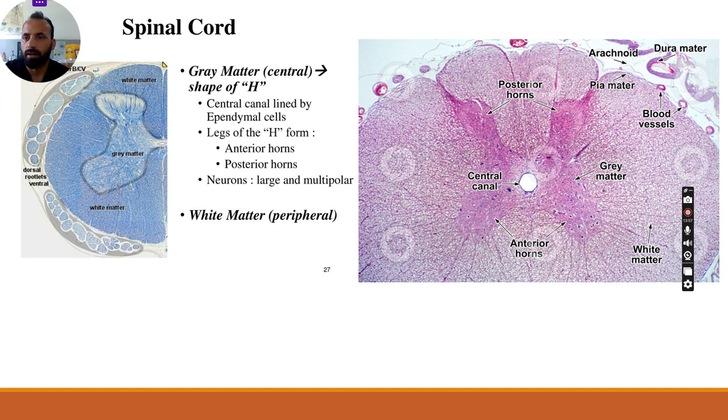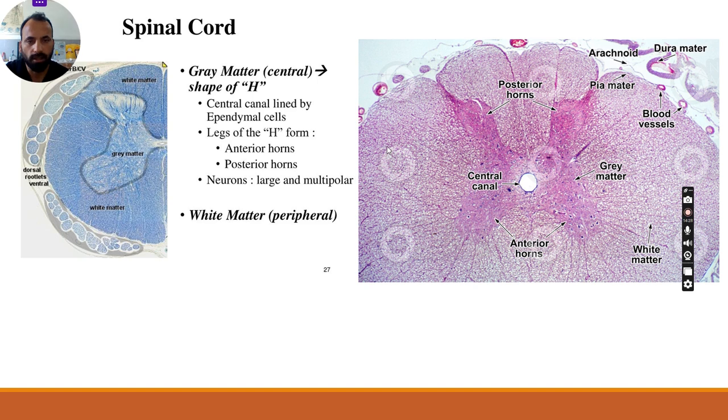Then looking at the spinal cord histology, it is a different story from that of the cerebrum and the cerebellar cortex, where the gray matter is inside and the white is outside. So this gray matter inside the spinal cord will take the shape of an H. You can see the shape of an H here, with the central canal at the center. And the arrangement of this gray matter, you call them horns. You have the posterior horn, you have the anterior horn.